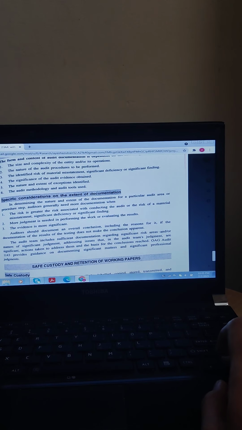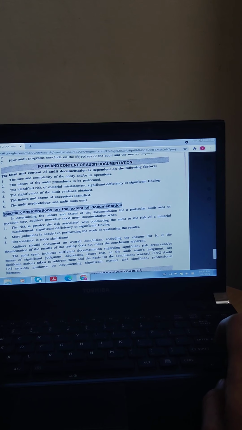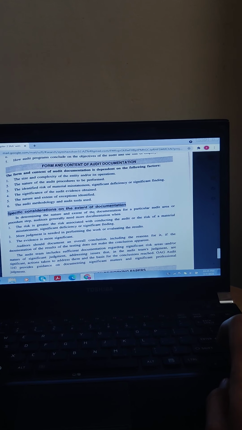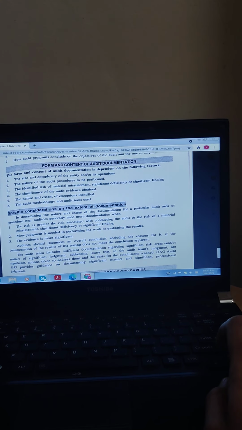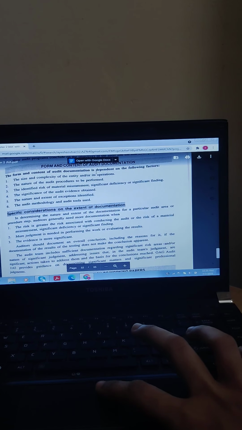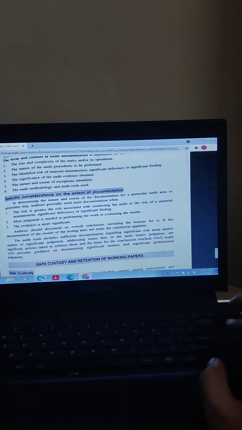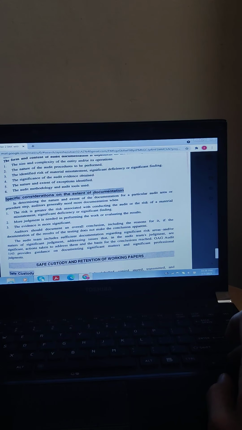All of this has to be analyzed and found out, and all of this content has to be made available in the audit documentation. That is, in the document all of these contents have to be made available. You need to provide all of this information in the audit document. This is what the audit document actually contains.